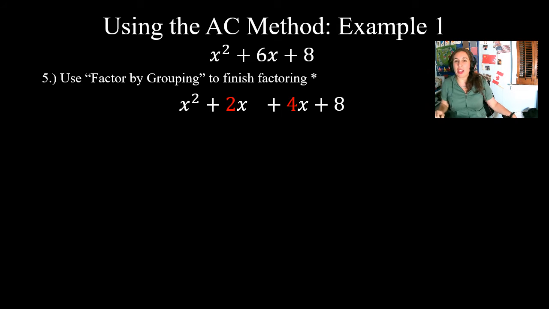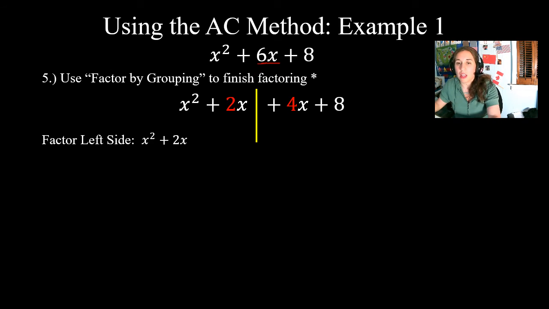Okay, so now we've taken our two factors, 2 and 4, we've replaced our b term, our 6, with those two factors, right? Okay, so now you do factor by grouping to finish this factorization. And how do we do factor by grouping? We split that polynomial right down the middle, so we have two terms on the right side, two terms on the left side, and we finish that factorization. So let's start with the left side.